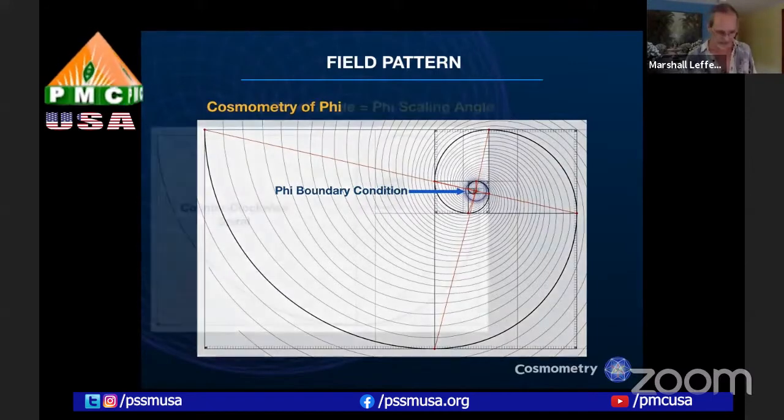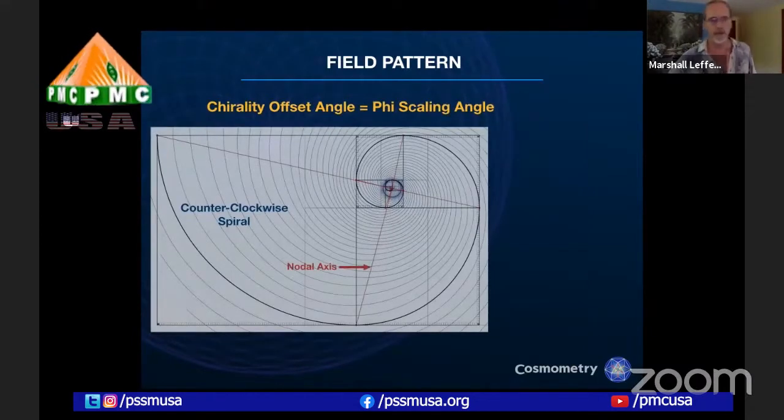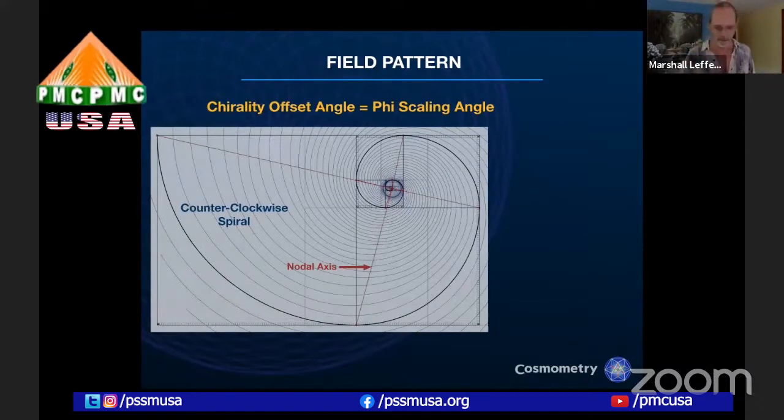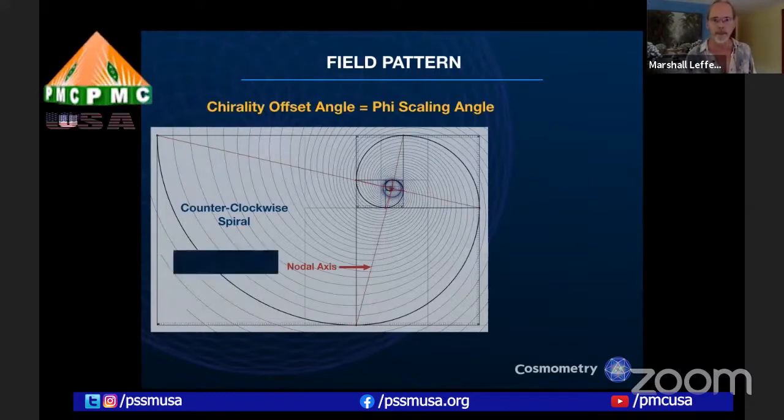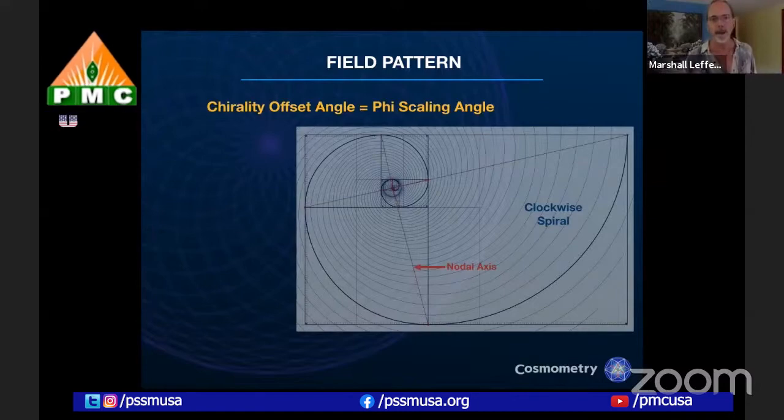And now in the universe, we have two spiraling directions. We have this counterclockwise spiral that's going in towards the center in a counterclockwise manner. And we have the same thing happening in the opposite direction, a clockwise spiral. And this is called chirality. That's the spin of systems within the universe. And there's actually an offset angle between the two.